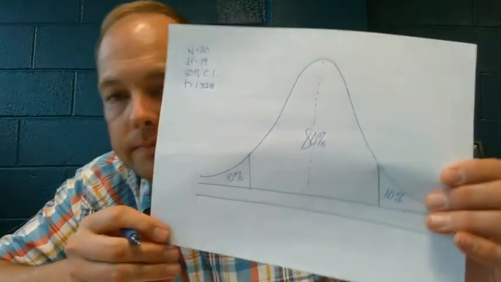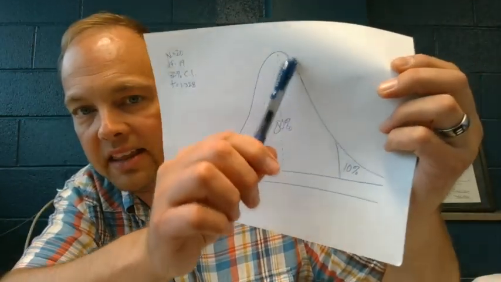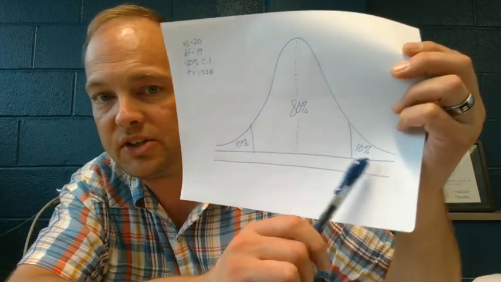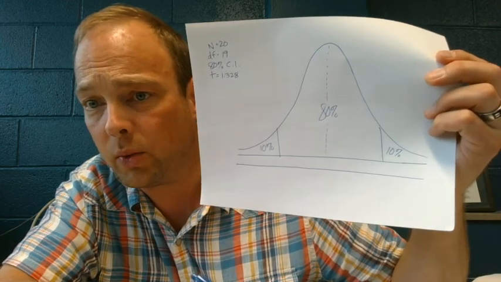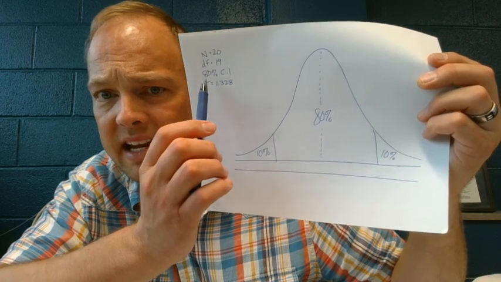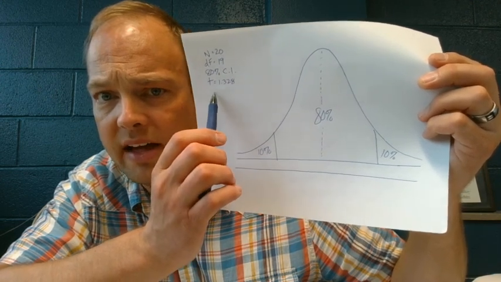Excuse me, and our t-value is 1.328. I'll show it to you again in a second. I put my dotted line down the middle as well. Again, I like to see that there. 80% in the middle, 10% in each tail. The legend, you've been working with this if you've been working along with the math. N of 20, degrees of freedom of 19, 80% confidence intervals means a t-value of 1.328. Now, all I have to do is add my t-value.